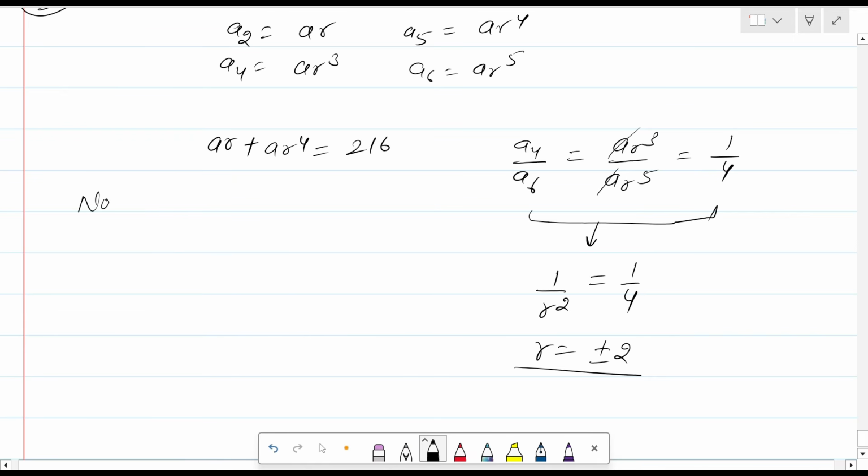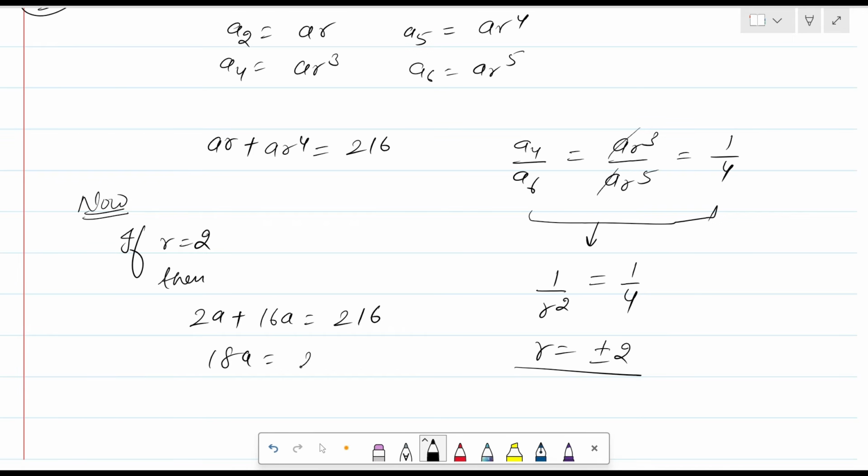Now, if R is equal to 2, then 2A plus 16A is equal to 216, 18A is equal to 216. So A is 12.